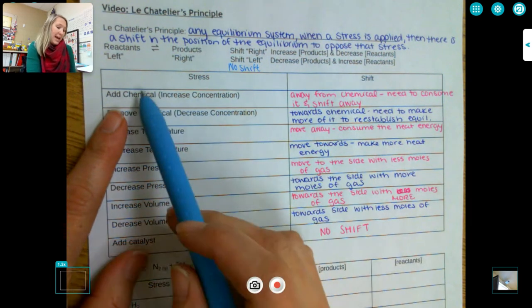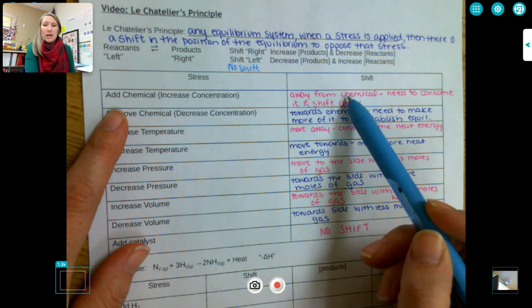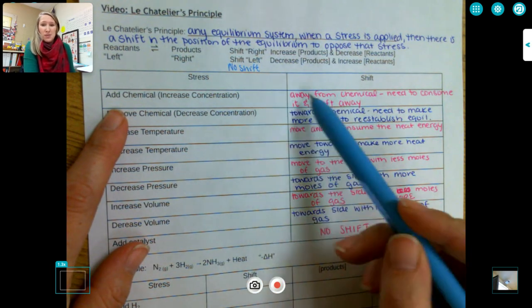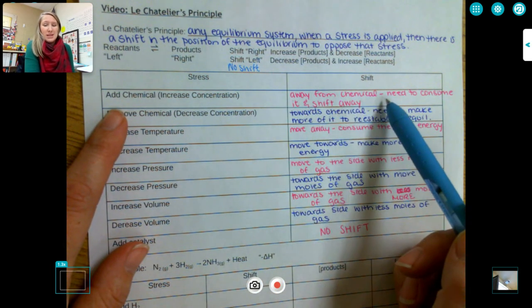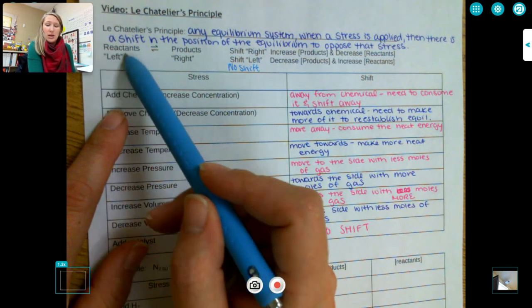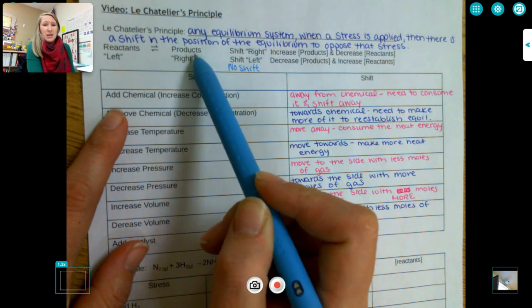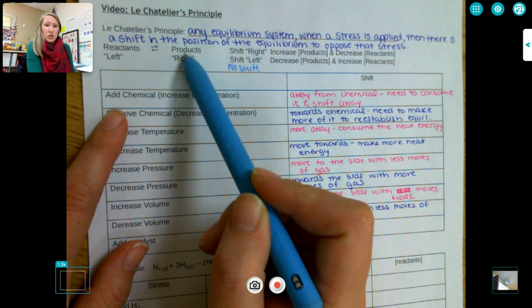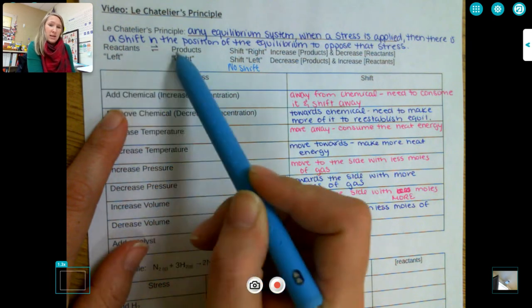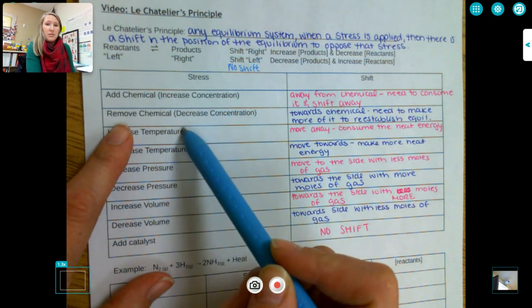All right, if I add a chemical, I'm going to increase its concentration. If I've increased the concentration of something, I'm going to shift away from it because I need to consume it. So if I increase the concentration of my reactants, I'm going to shift to the right, away from it. If I increase the concentration of my products, I'm going to shift to the left, again away from it, to consume the excess that I've added.